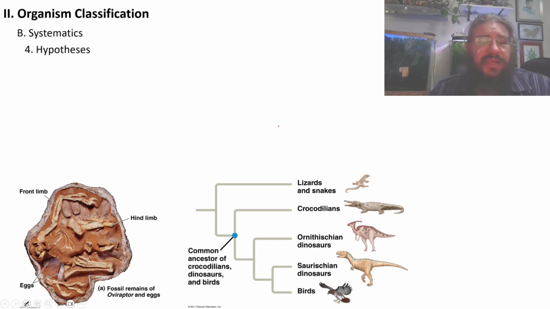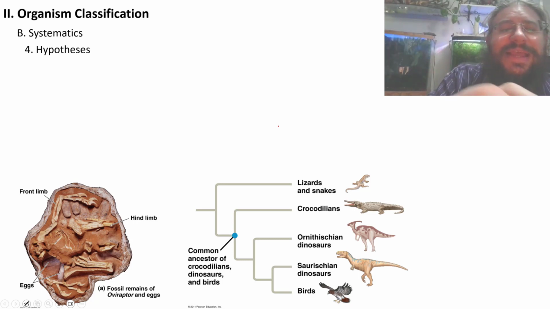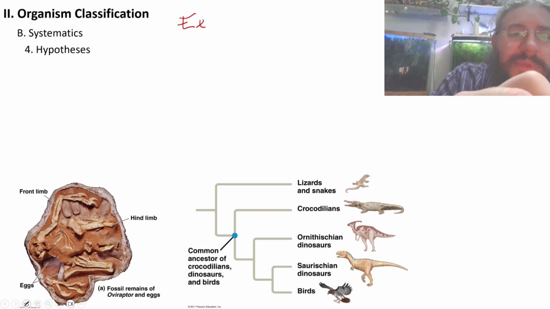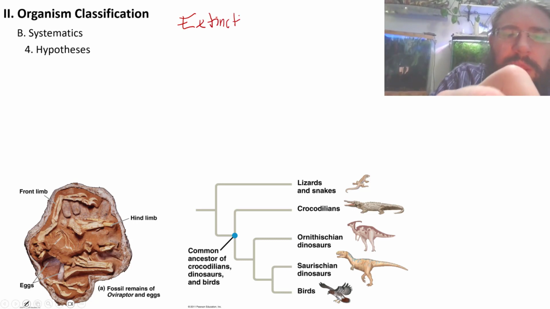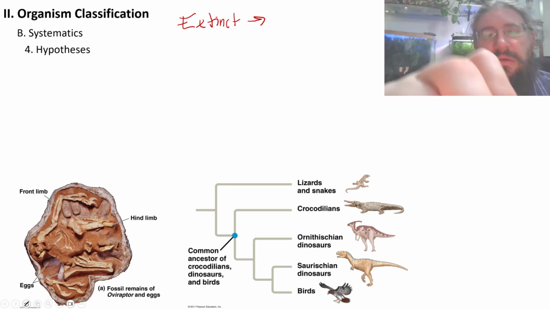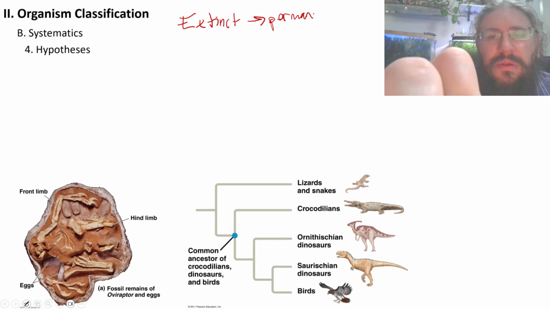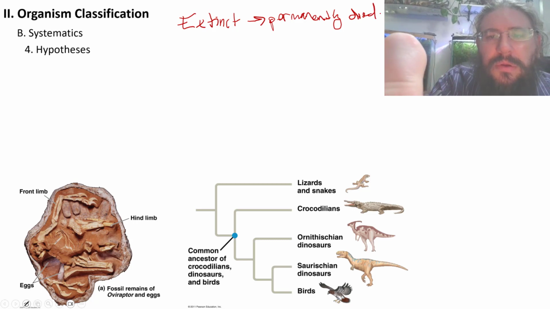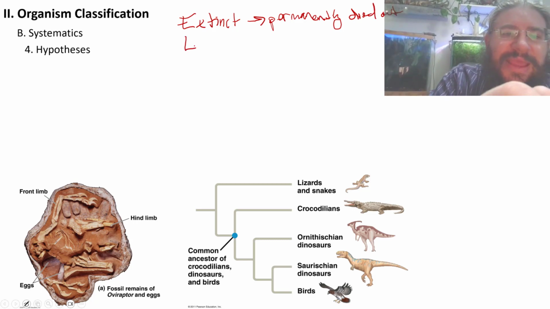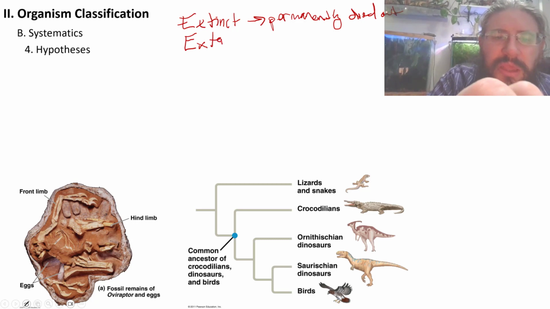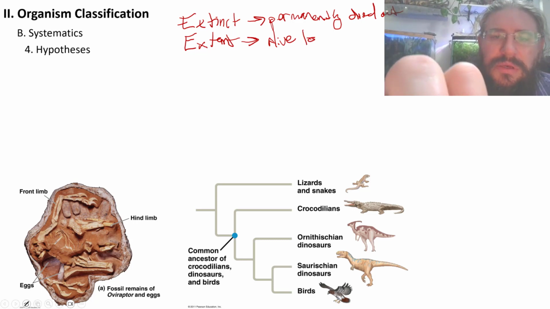We can predict features of extinct groups based on features of extant groups. Extinct means what you probably know: died out, gone permanently. Extant, you might not be aware of, means alive today.